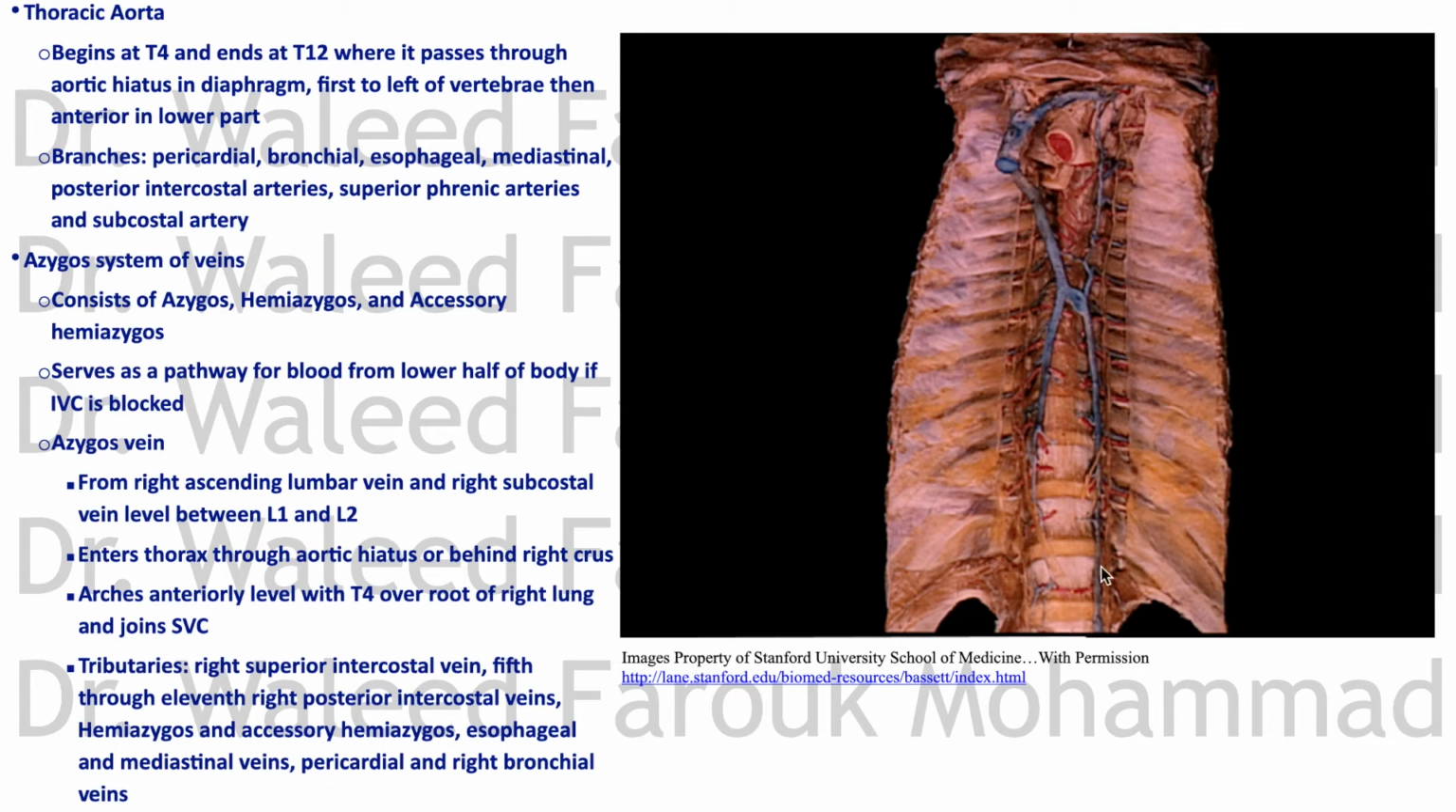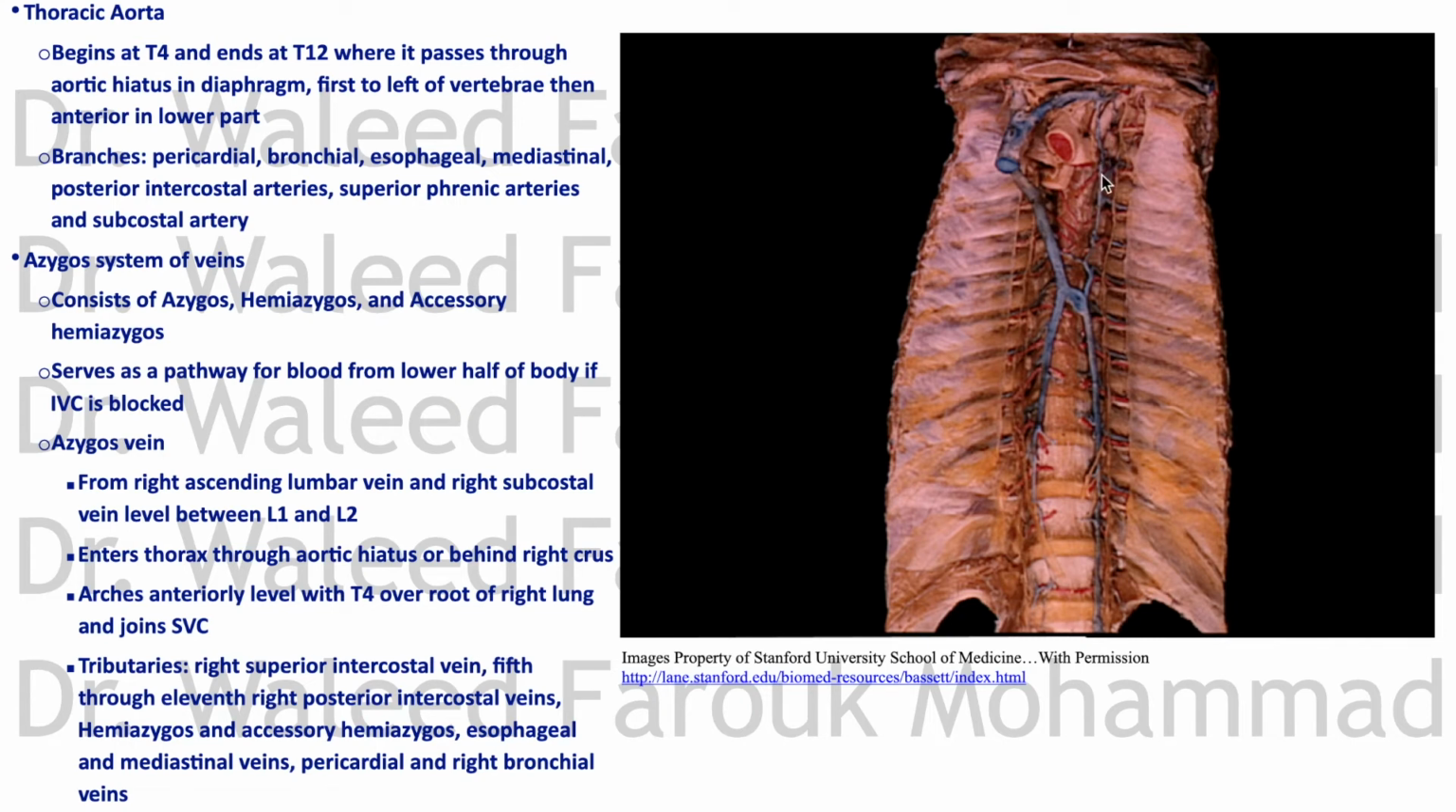subcostal and the ascending lumbar vein, descends also either through the aortic opening or through the left crus of the diaphragm, ascends anterolateral surface of the vertebra, and at the level of T4 or T5 it crosses to the right side and drains into the azygos vein. The same story here for the upper posterior intercostals.